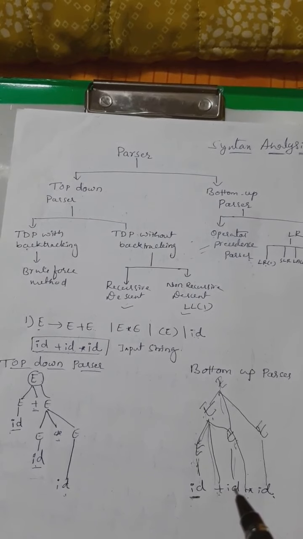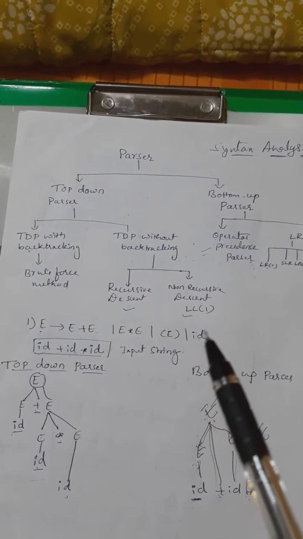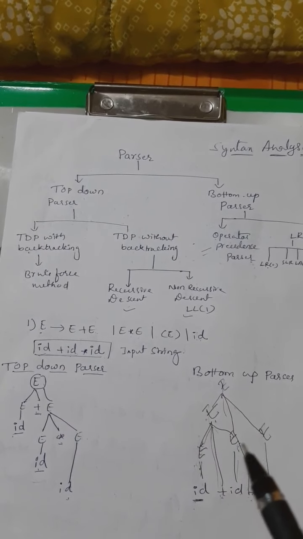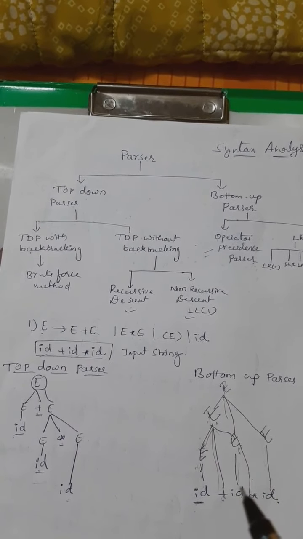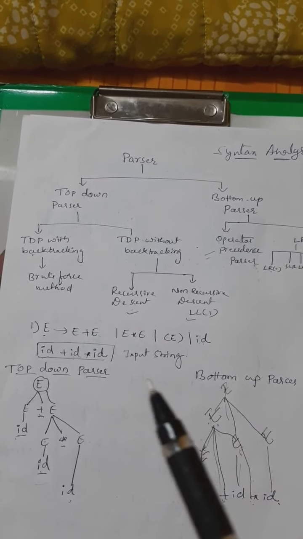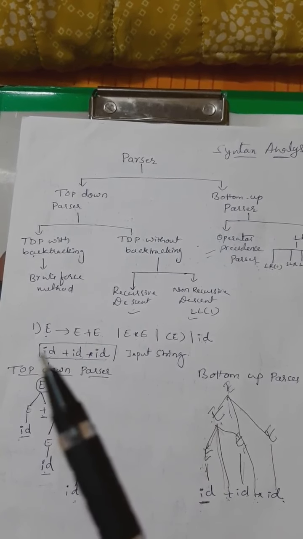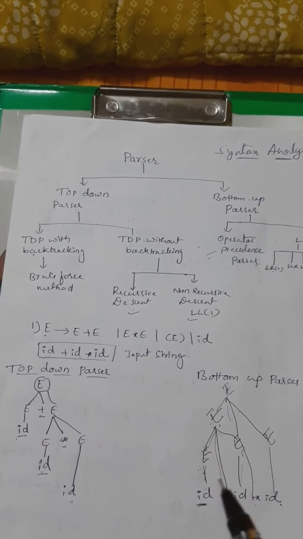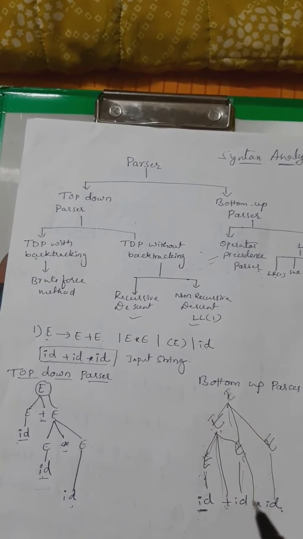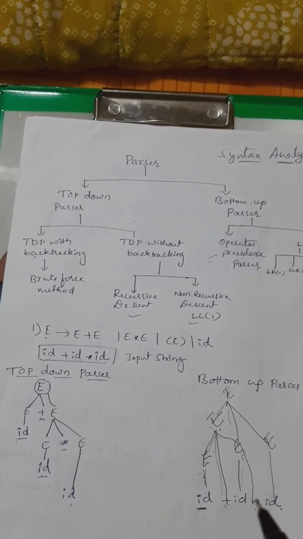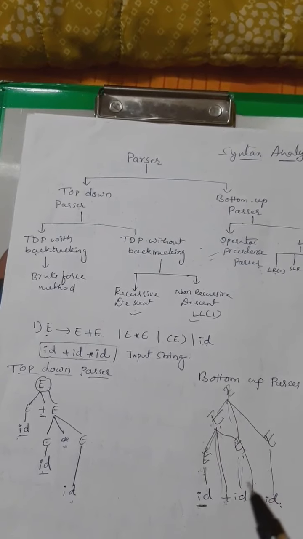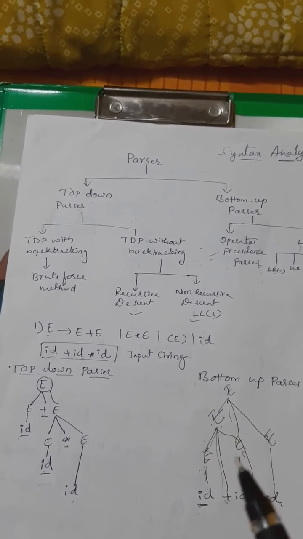What is the next input symbol here? ID. So this ID can be reduced with E. I will reduce this ID with E. After reducing this ID with E, what do I get? E plus E. So I can reduce this E plus E with E. What is the next input symbol to accept? That is star. Does any grammar symbol produce this E star? No. So I can't reduce this.